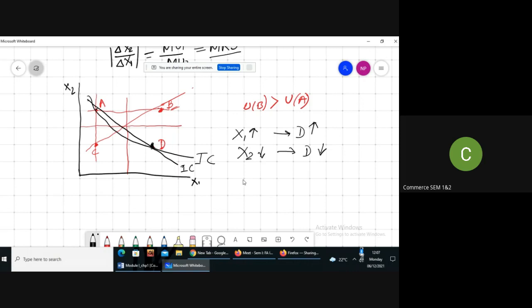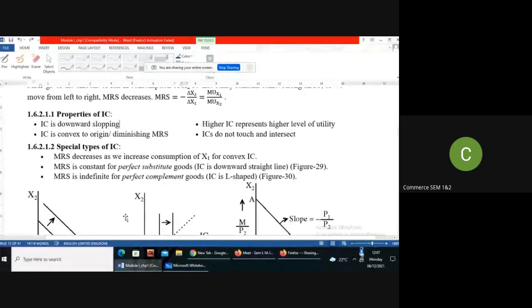Fine. So this is how indifference curve is a downward sloping line or curve. Next is higher indifference curve represents higher level of utility. Okay.